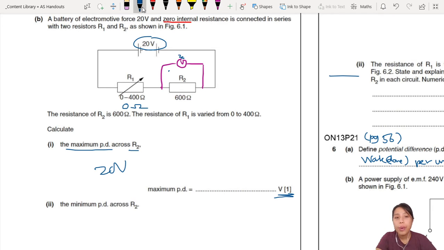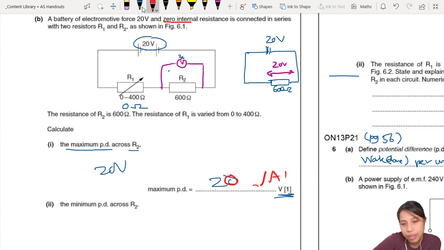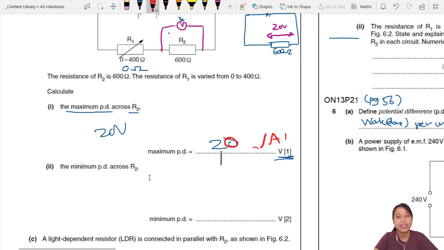Yep, that's true. When this R1 is 0, you get 20 volts over here, because 0 ohms means it's basically non-existent. So all you have is the 600 ohm. And if your battery supply is 20 volts, it means you have a 20 volt drop all across that one resistor. So just write 20. That one straight away will give you the A1 mark here. So if you overthink it a bit, just make a note: don't overthink. It's actually just like that.